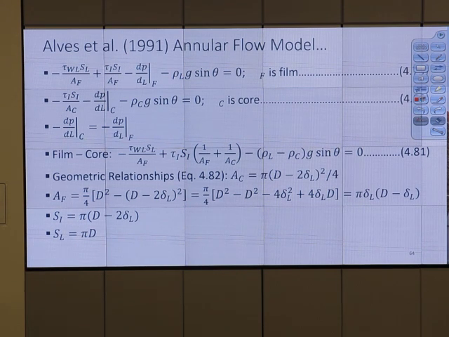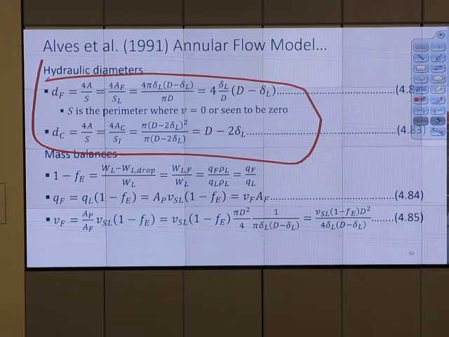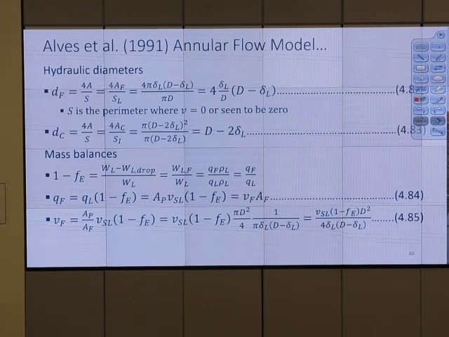You remember for stratified flow, every geometric relationship is dependent upon height. Tolani, you remember that? The combined momentum equation is a function of height. This time, it is the same concept. The combined momentum equation is a function of film thickness, because every geometric relationship is dependent upon film thickness. So this is just a hydraulic diameter, like D sub F, D sub C. In stratified flow, we have something similar to this, right? And we get some expression for velocity.